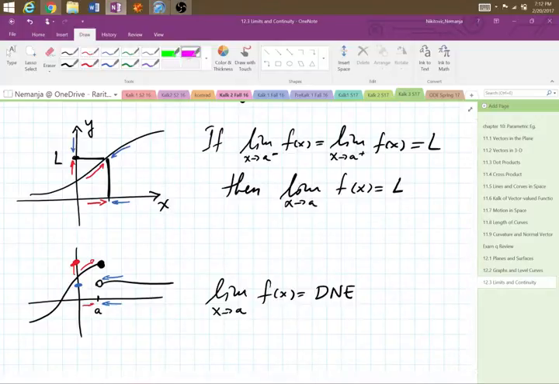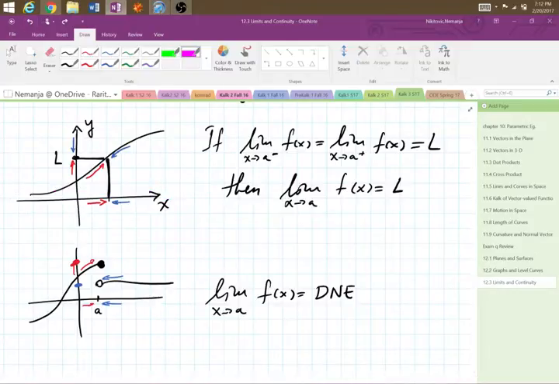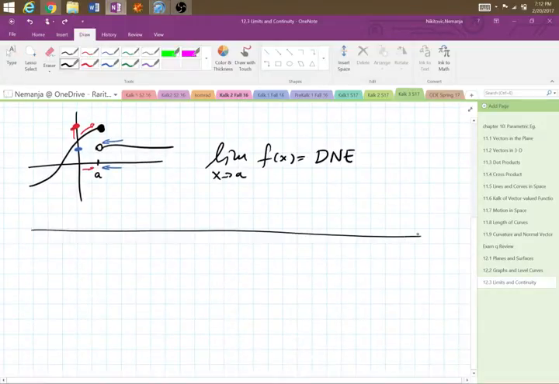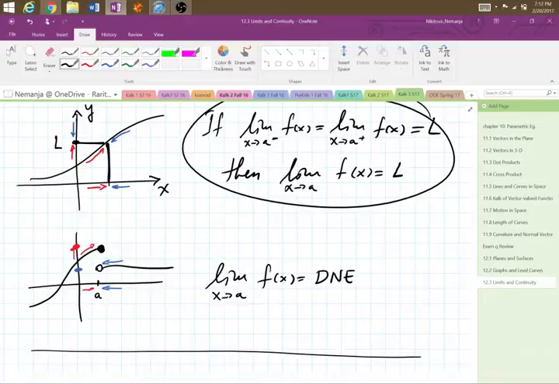Keep in mind that your domain was just the x-axis, so your domain was one-dimensional. If your domain is one-dimensional, a point can be approached only in two ways. You are confined to that one dimension. You can approach point a either from the left or from the right, which lets us write such a simple statement, because there are not that many choices.